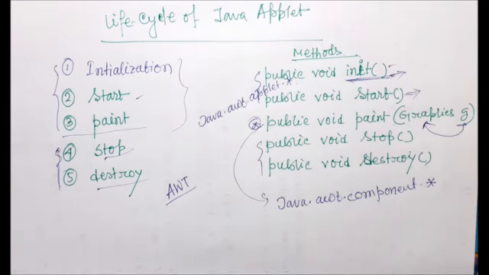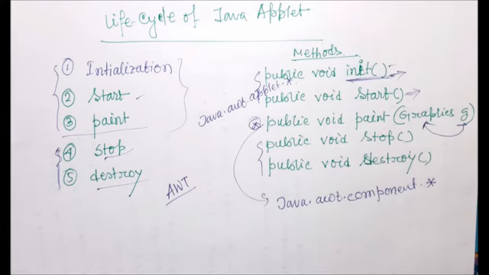From the life cycle we have seen that we have 5 states of an applet. The first state is called initialization. The second state is called start the application or start the applet. Third is paint, and fourth is stop, and fifth one is destroy.